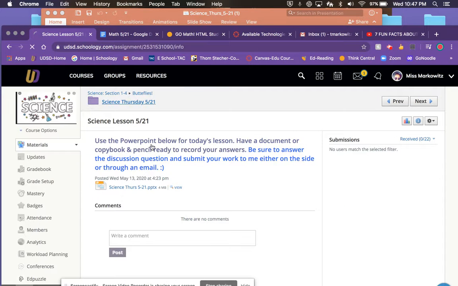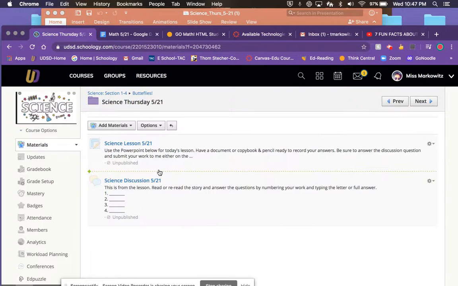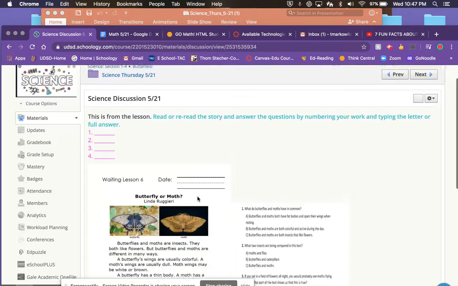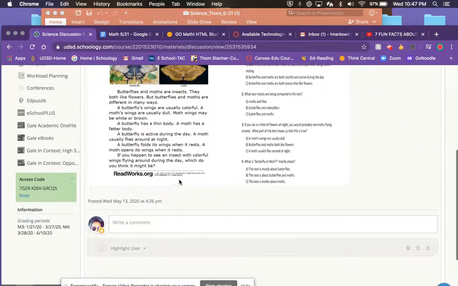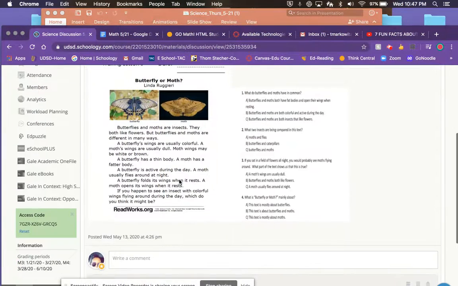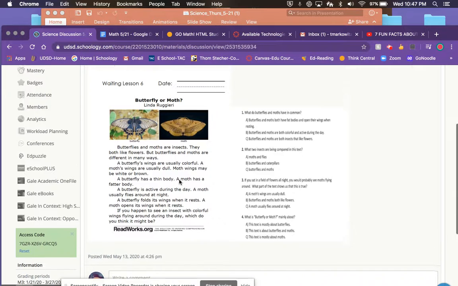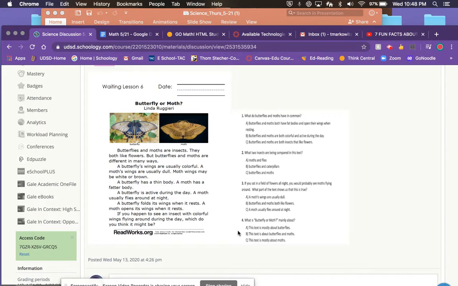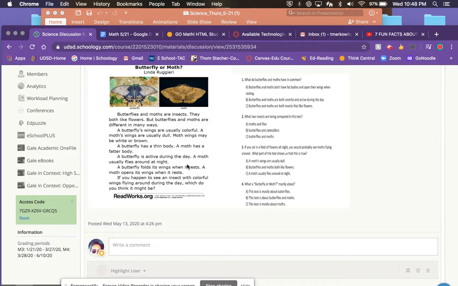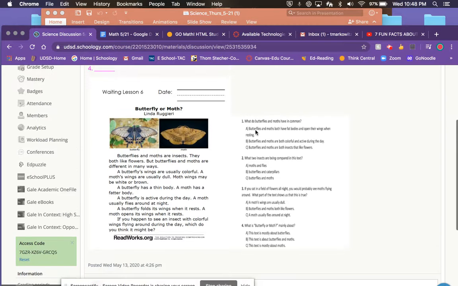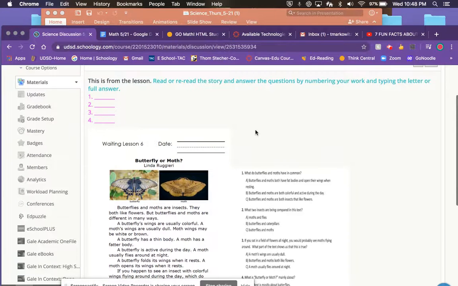And like I said, the discussion question will be from what you read. Okay, if you can't get into it, I did post it again so you can see it. This one, though, we're just asking for 1 through 4. Okay, you're just going to tell me the number and then put the letter next to it. Number 5 won't be on here. All right, and I have it listed here.